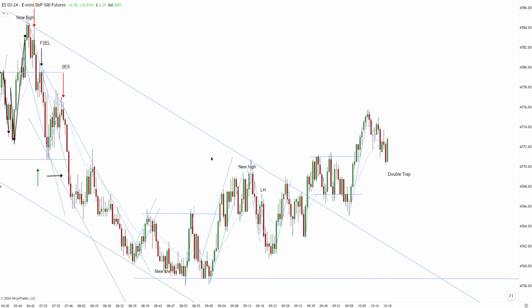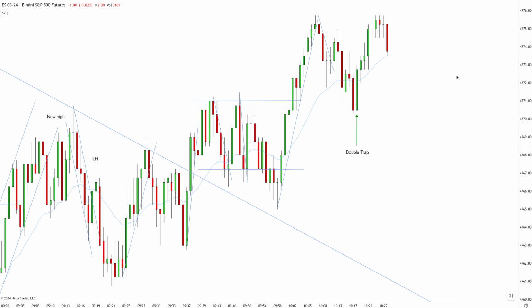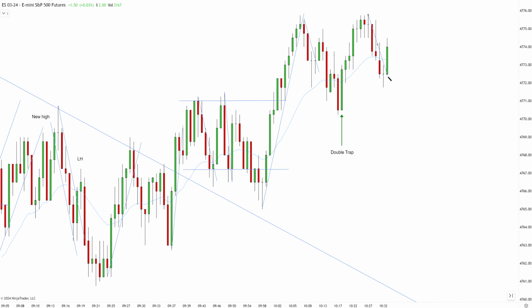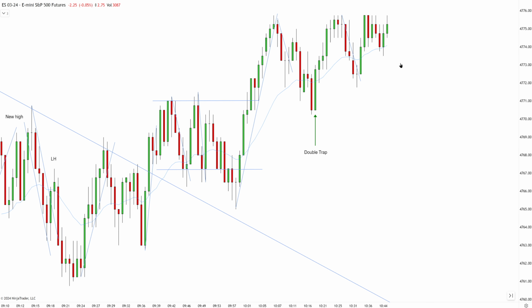If you're unsure, you want to see a high-low confirmation setup, that never formed. At this point, you can see we have some topping formation.